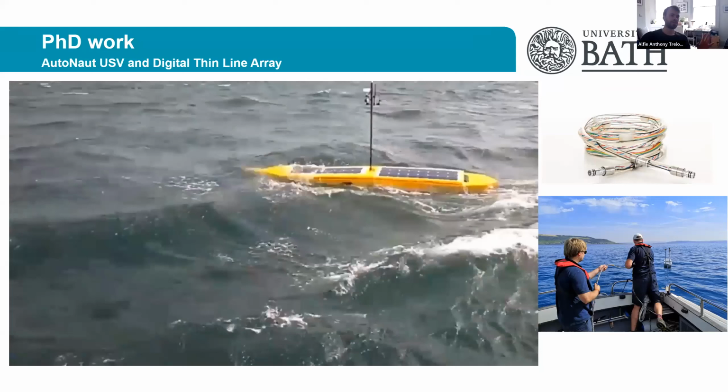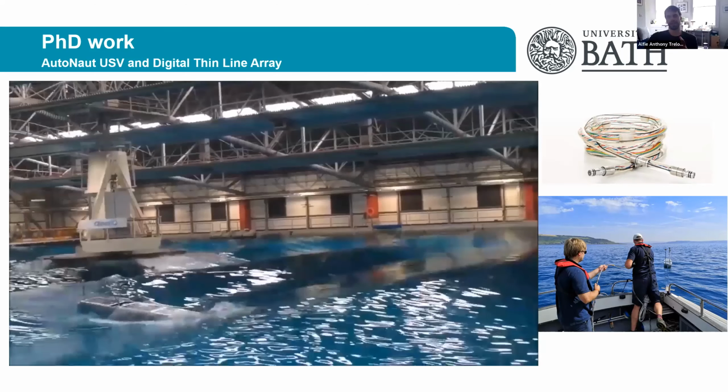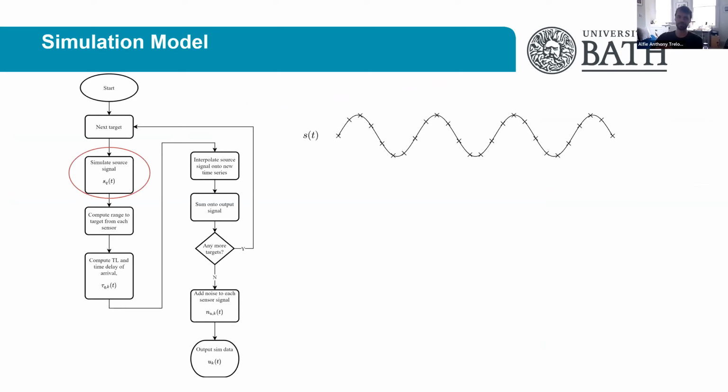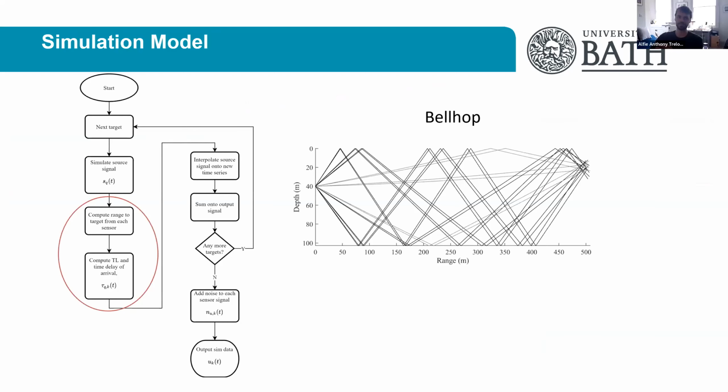So first, I generate a source signal. In this instance, it's just a sinusoid, so a single tonal frequency. And then I compute the propagation time and the transmission loss using some kind of propagation model. So here I've shown an output from the Bellhop propagation model, which I'll discuss a little bit more in a later slide. And then also at this stage, I include the effects of the sea surface movement, so whether it's an oscillating sea surface or whether it's still.